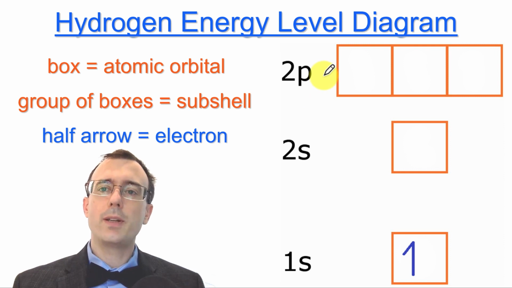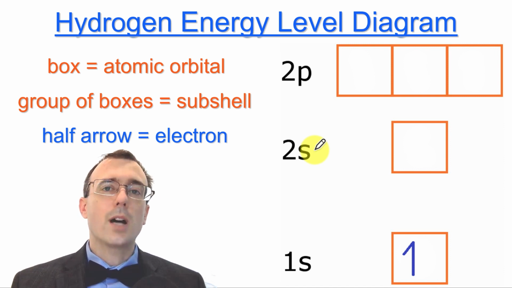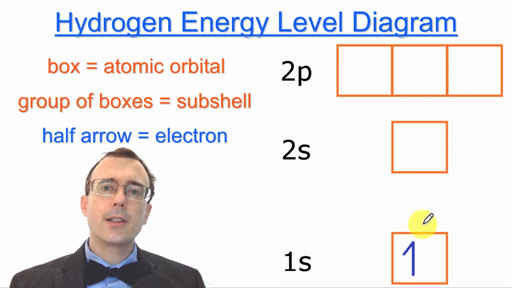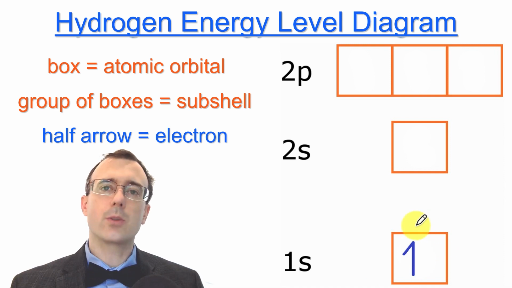Now remember that the 2p subshell has 3 different atomic orbitals because every p subshell has 3 atomic orbitals in it. S subshells have only 1, and remember the d subshells have 5. So when we come around to writing the 3d subshell, we're going to go ahead and put 5 boxes in it. Now we want to put these electrons in the lowest possible energy level. So of course, that 1 electron for the hydrogen is going to be in the 1s subshell, or the 1s orbital.